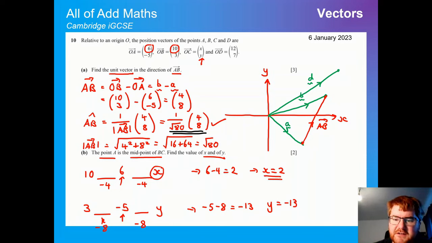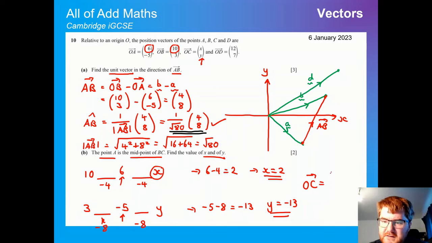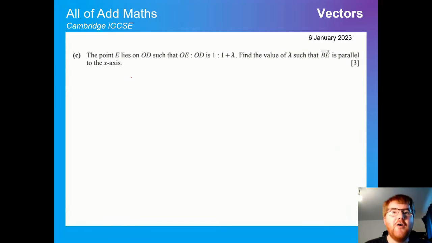I'm just going to underline those to make those very clear. So our vector OC is going to be (2, minus 13), like so. Okay, so now a more unfamiliar question on vectors.